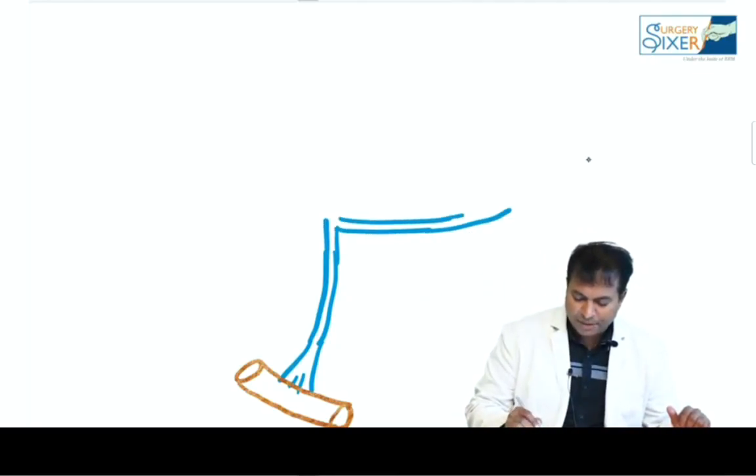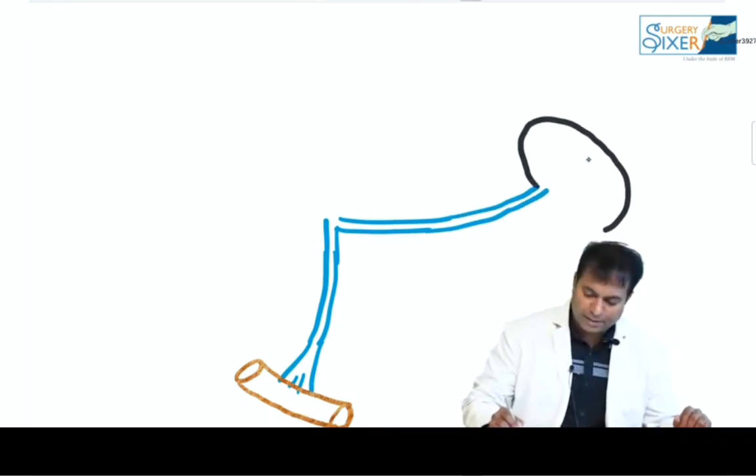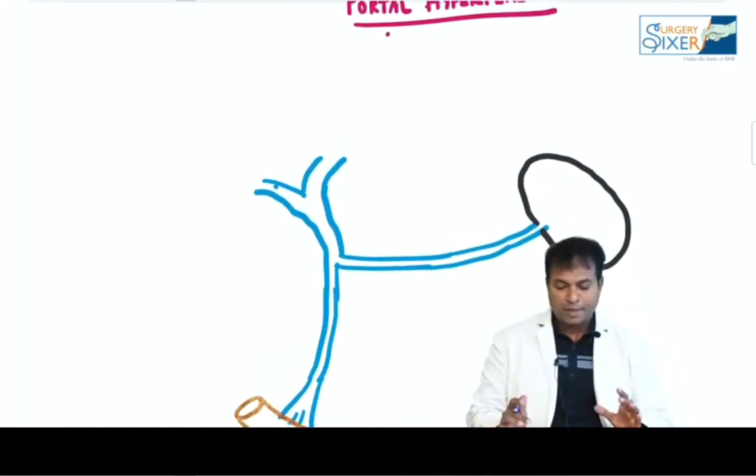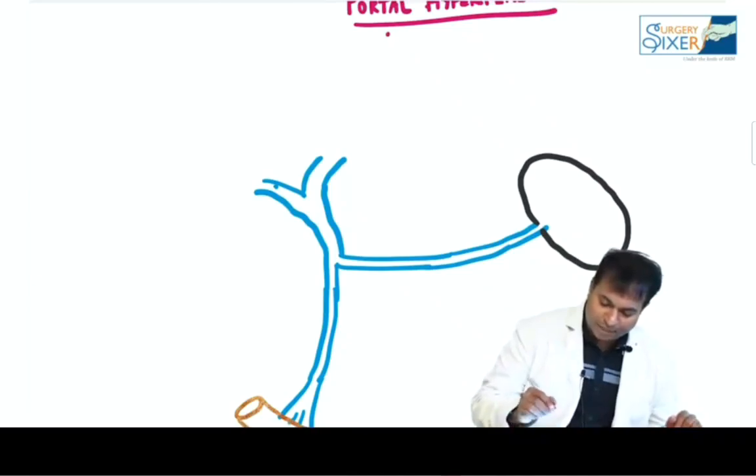Please understand this image. If you understand this image, there is nothing in portal hypertension. This is the spleen. The splenic vein and superior mesenteric vein join together and form the portal vein. The portal vein is 5 to 10 centimeters in length. In 5 to 10 centimeters, it divides into right and left and enters the liver.